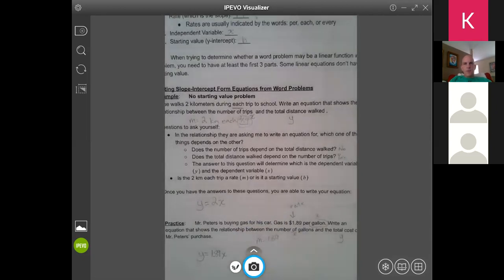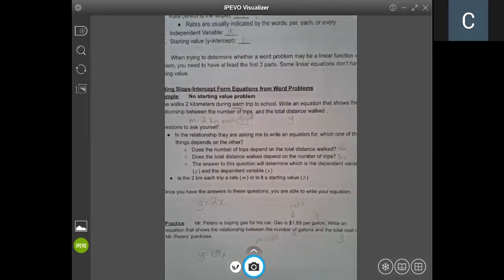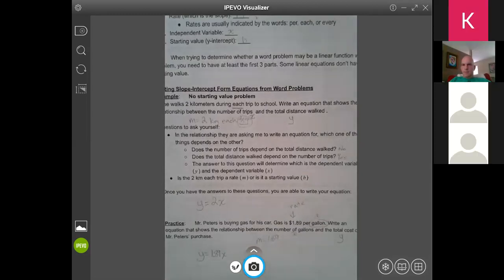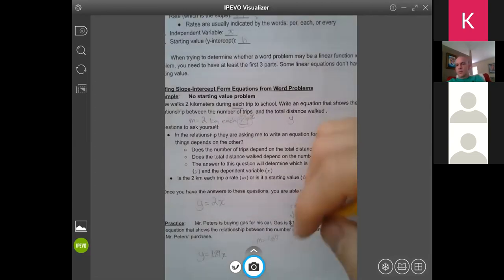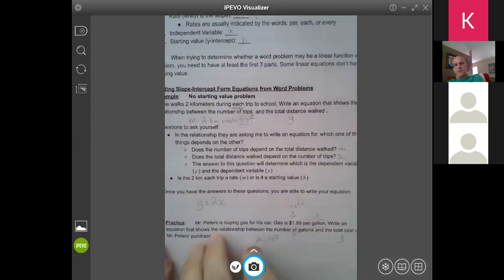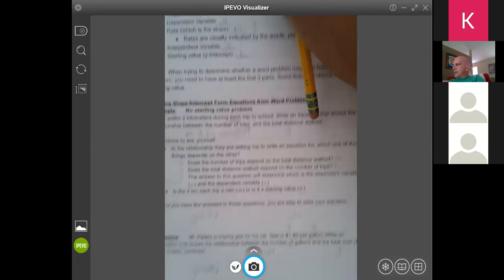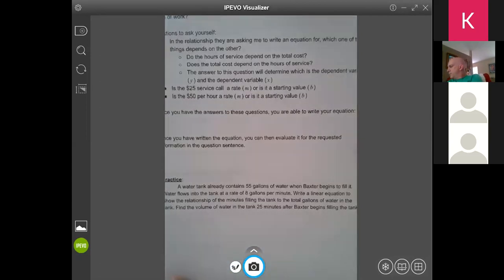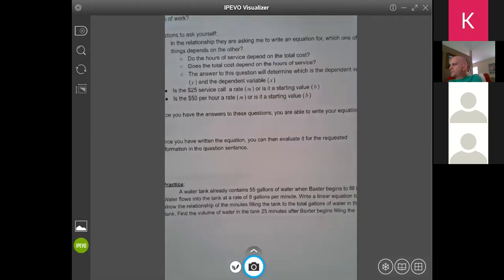All right. Anybody have questions on that aspect of how to write one without a starting value? All right. Fairly straightforward because the number involved in that, you don't really have a whole lot of choice because the number involved in that is almost always going to be your rate, your slope, okay? All right, so let's take a look at the second example, which was the second sheet here.